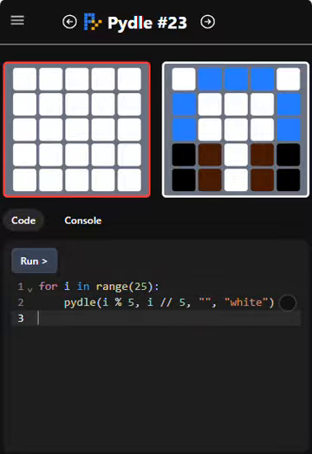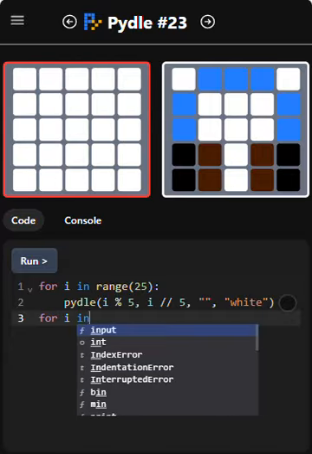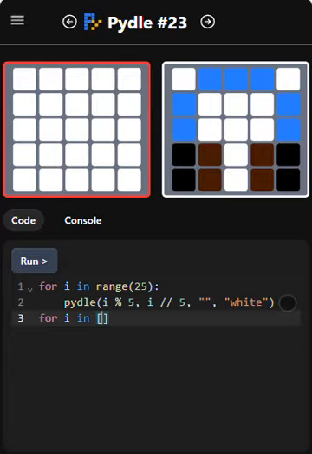Now for the colored cells, we're going to use a part of a Cartesian coordinate system just to help us with the symmetry. So we're going to do for i in a list of -1 and 1. If we multiply by the value of i, we will be able to do the left and the right.